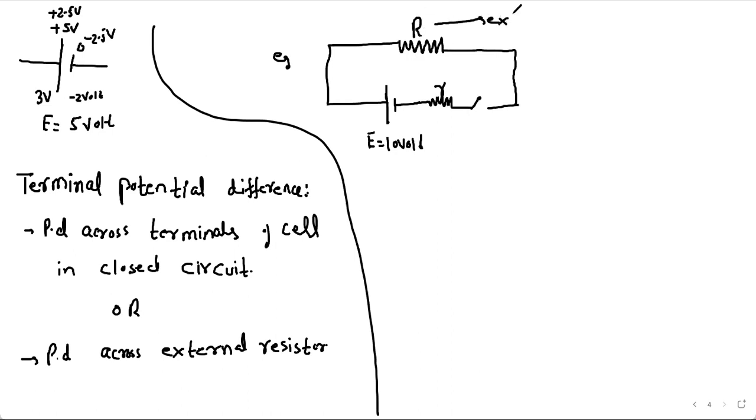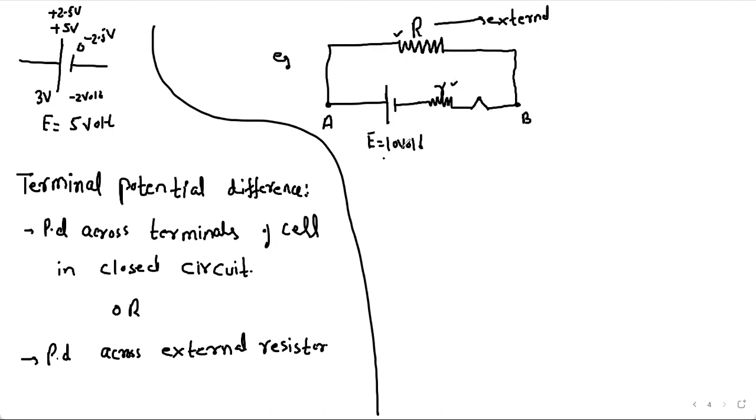This is the external resistance. When the circuit is open, then these are the terminals of the cell. This is an open circuit. If I take open circuit, then the terminal potential difference between A and B is 10 volt only, which is equal to the EMF of the cell. That's the definition of EMF. Terminal potential difference came when you close the circuit. When you close the circuit, then this 10 volt will get divided in between capital R and small r.